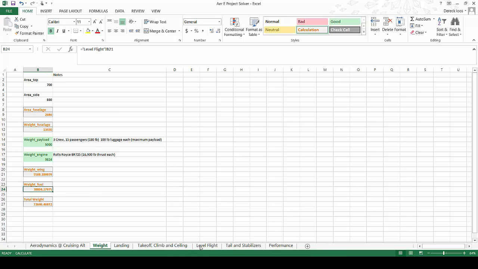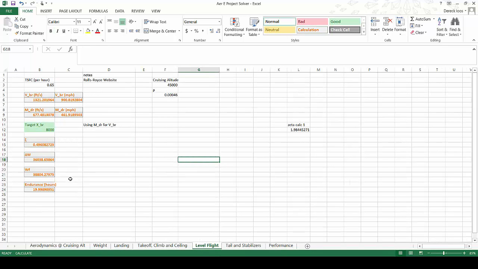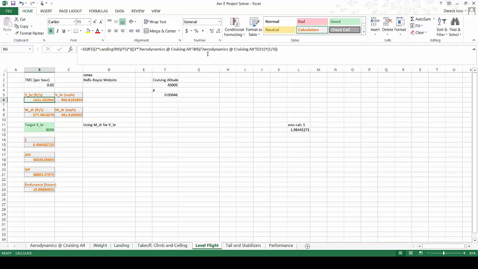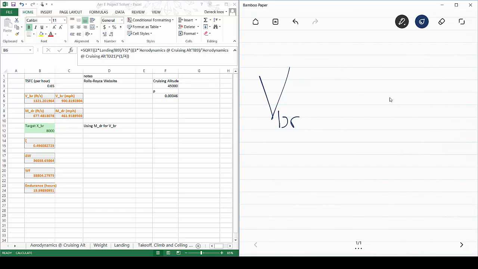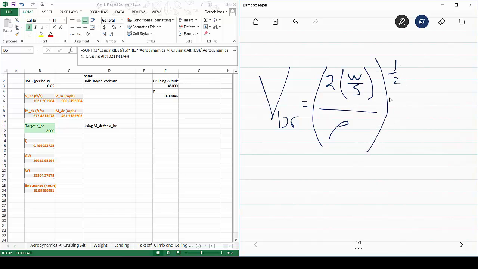The equation we're going to be using here is our best range equation, which is in the level flight section of our workbook. And that equation is VBR, or V best range, equals 2 times W over S divided by rho, raised to the 1/2, multiplied by 3K divided by CD naught, raised to the 1/4. If you look right here, that exact equation is noted in the VBR section of our level flight worksheet. And one more time, VBR equals 2 times W over S divided by rho to the 1/2, multiplied by 3K divided by CD naught to the 1/4.